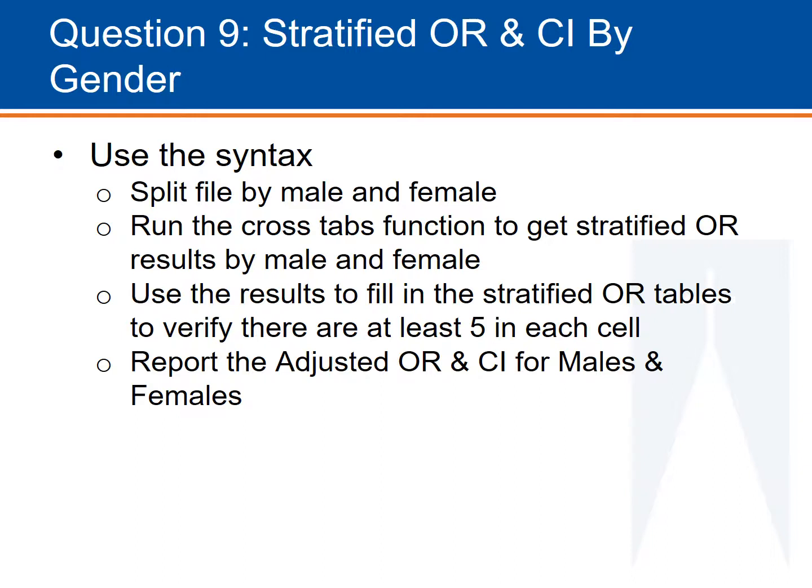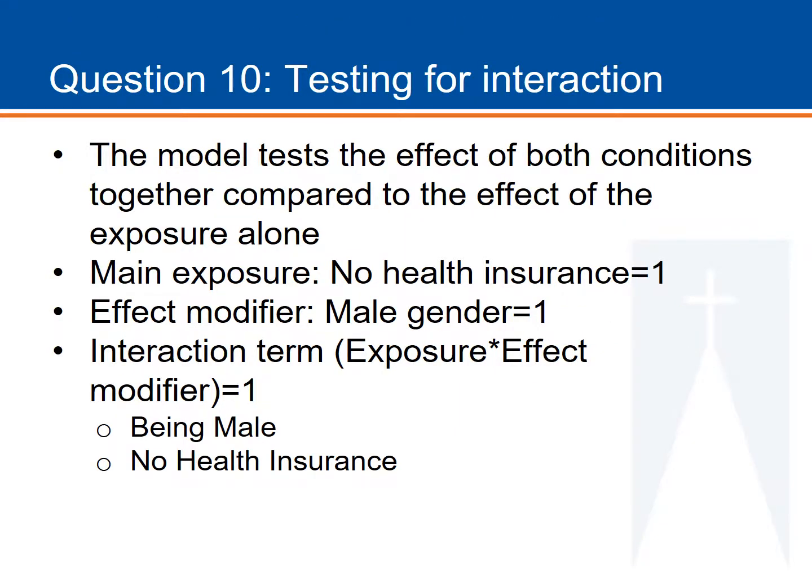The syntax in the worksheet splits the file and runs the crosstabs for an odds ratio for men and a separate odds ratio for women. The two odds ratios will already be adjusted by the confounder using the layering function. The output from the crosstabs are the stratified by male and female, adjusted odds ratios, and confidence intervals. You will get one odds ratio and confidence interval separately for males and then for females. The result from question 9 can show you whether odds ratios for men and women are different from each other.